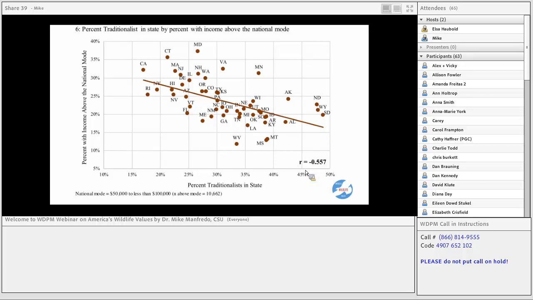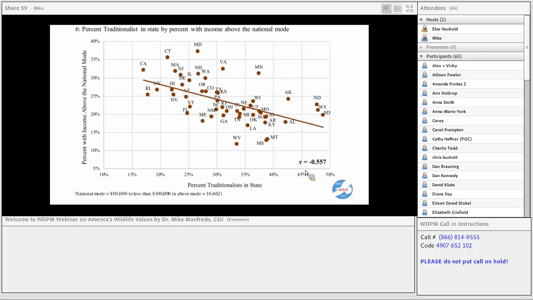This graph shows you the relationship between, on the x-axis, the percent of traditionalists in a state, and on the y-axis, the percent with income above the national mode. And you can see this negative relationship: the higher the income, the less likely there is to be a high proportion of traditionalists in the state. At the far end of the curve are North Dakota, Wyoming, and South Dakota. And then on the left side, you'll see at the top Connecticut and California, et cetera.